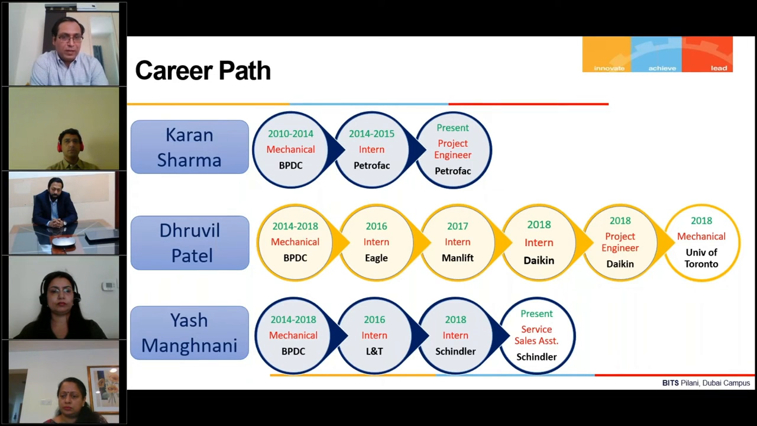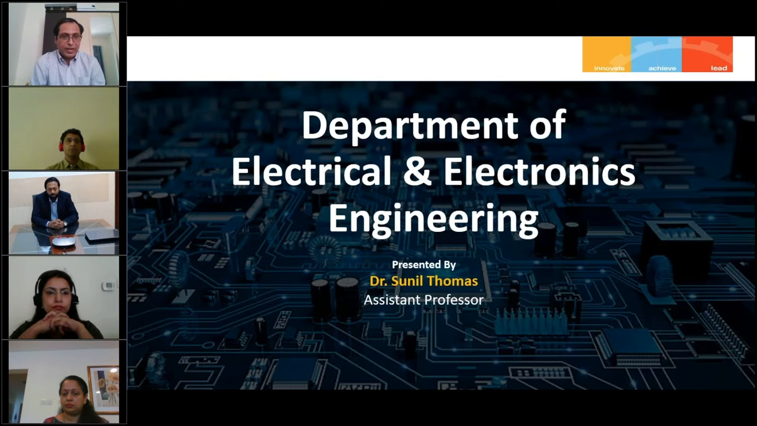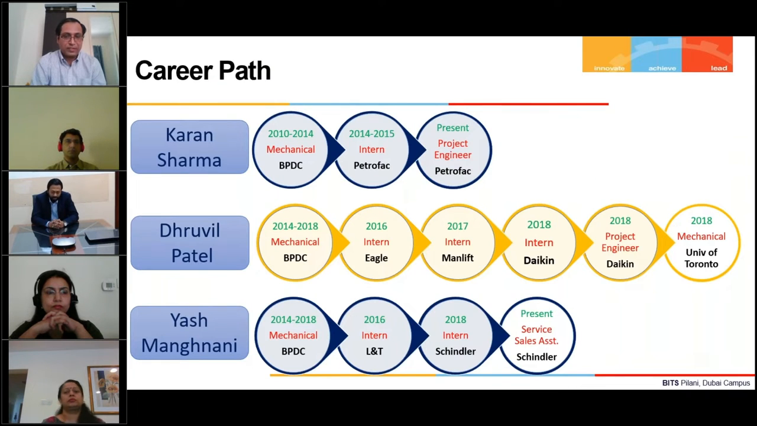And then Dhruval Patel, once graduated, followed a long list of internships with various companies and was then absorbed by his final internship company, Daikin, but chose to move on to higher studies after that. Finally, Yash, who graduated recently in 2018, did internships in a couple of companies and was also accepted by Schindler. So what I am trying to tell you is that we do offer excellent opportunities through our flexible curriculum.